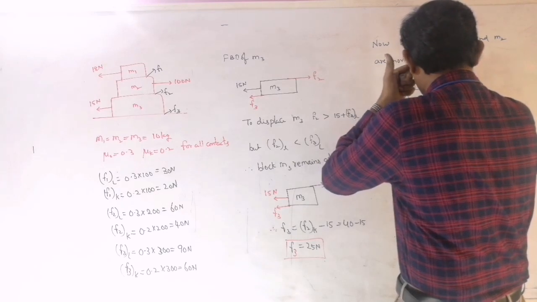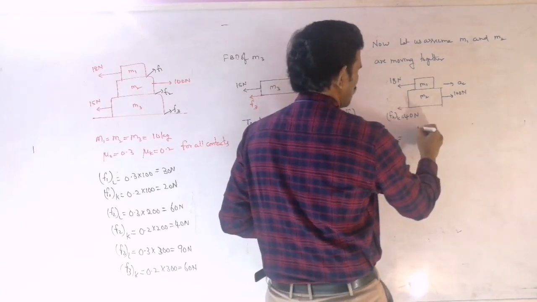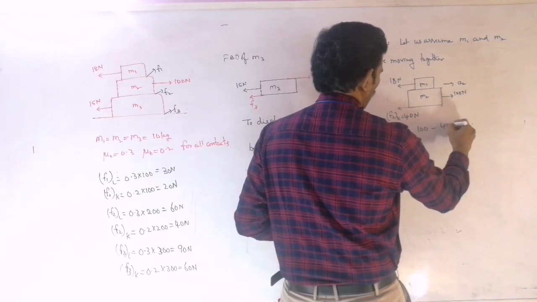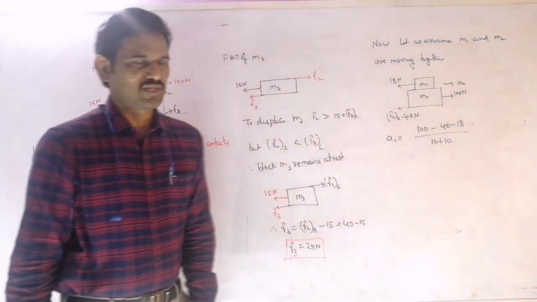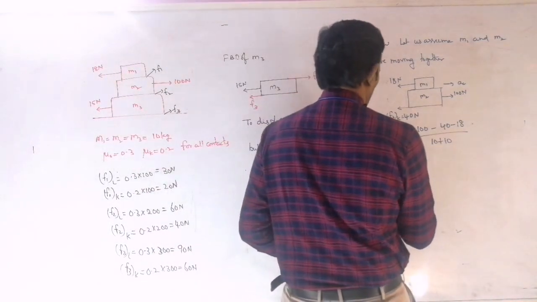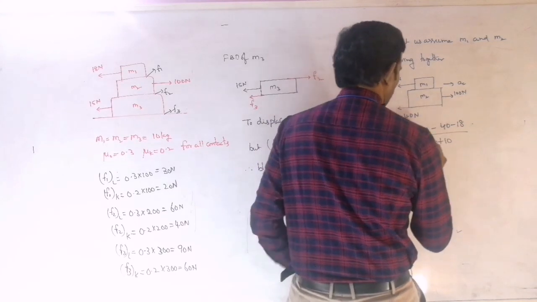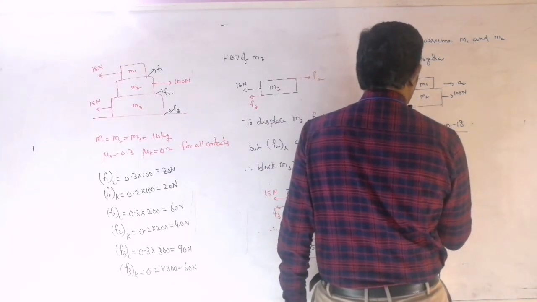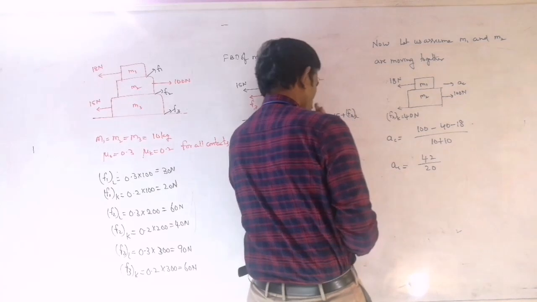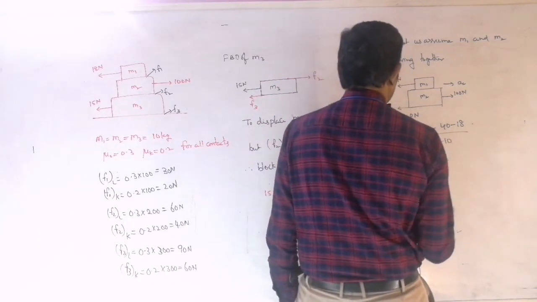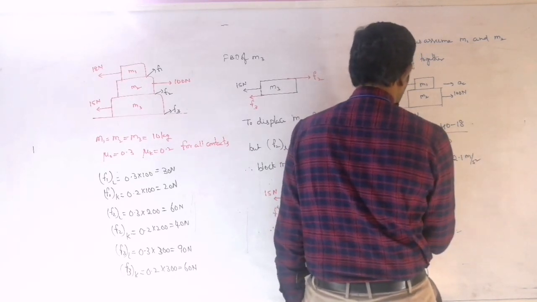Now we are assuming that they are moving with some common acceleration AC. That common acceleration is nothing but 100 minus 40 minus 18, divided by M1 plus M2, which is 10 plus 10, because all the blocks have the same mass of 10. So AC is 42 by 20, right?